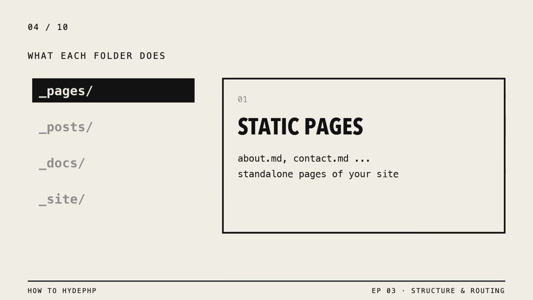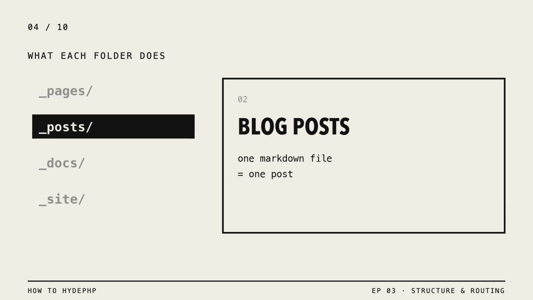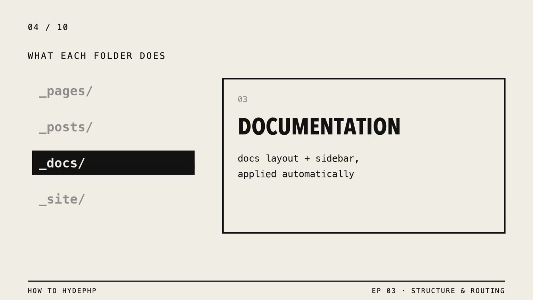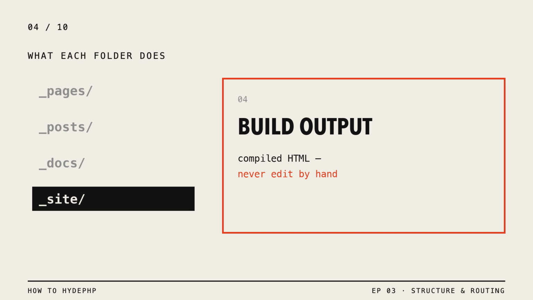_pages holds your static pages, like about or contact. _posts holds blog posts, where each Markdown file is one post. _docs holds documentation pages, and they automatically get the docs layout, with a sidebar. And _site is where Hyde writes the compiled HTML when you build. You never edit _site by hand. It gets overwritten on every build.